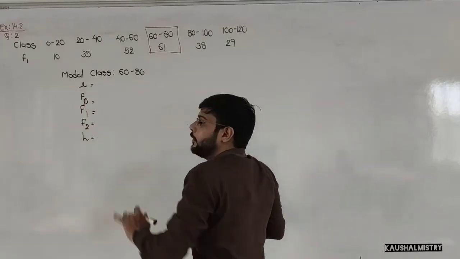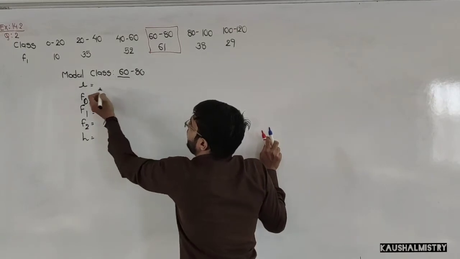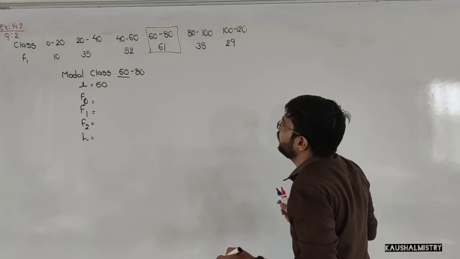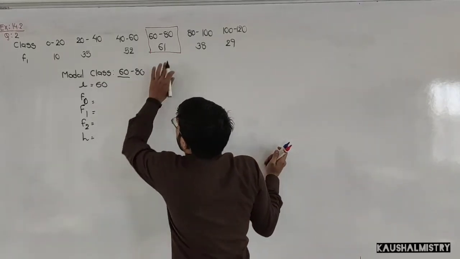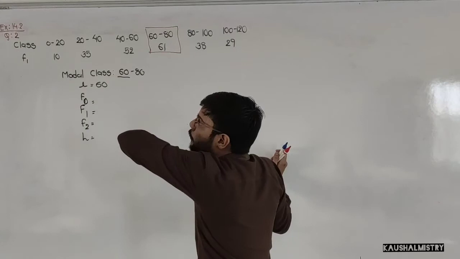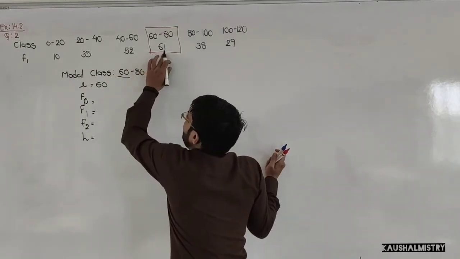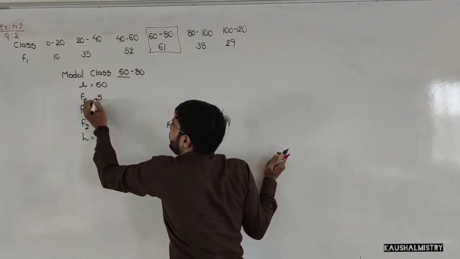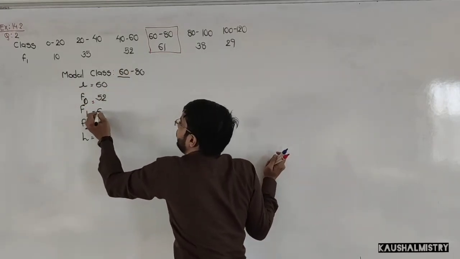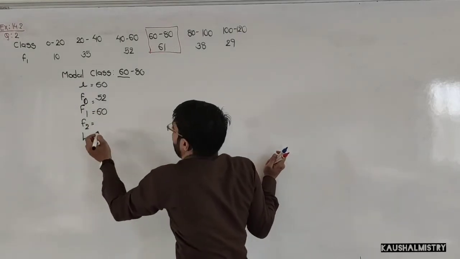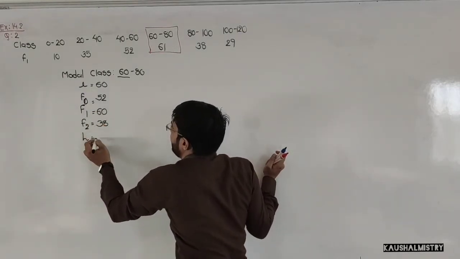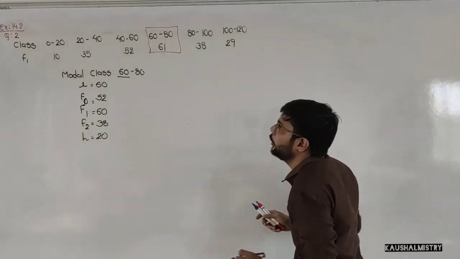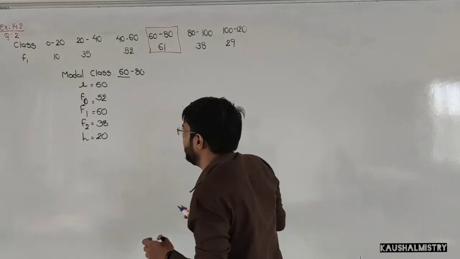L will be the lower limit of the modal class. What is the lower limit here? 60, right? Frequency of the preceding modal class. Modal class frequency is 61, and its preceding is 52. So this will be 52. F1 is equal to 61 and F2 will be 38 and H will be the class length, which will be 20 because 80 minus 60 is equal to 20.